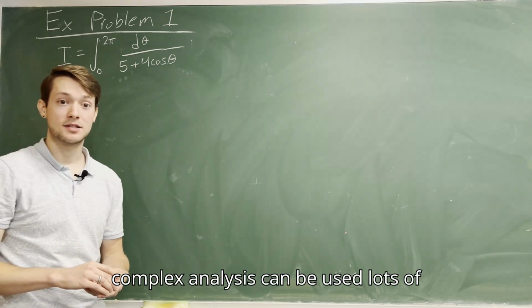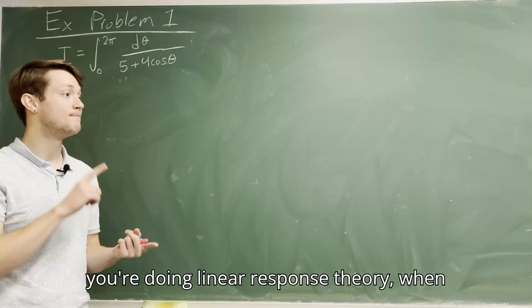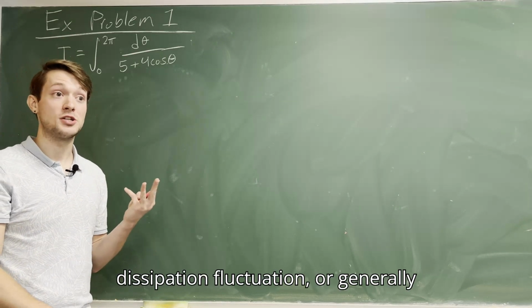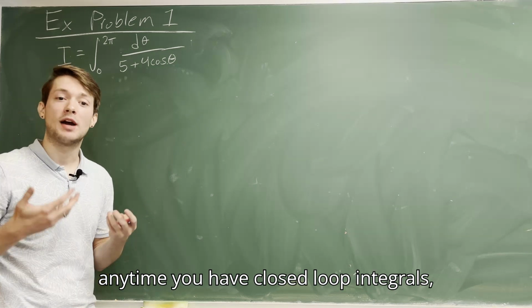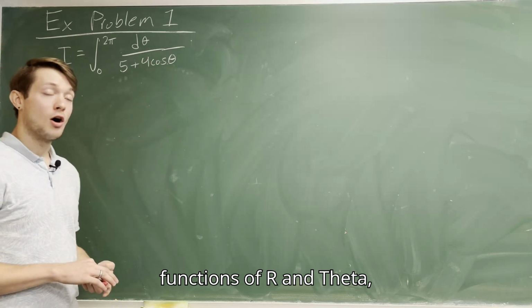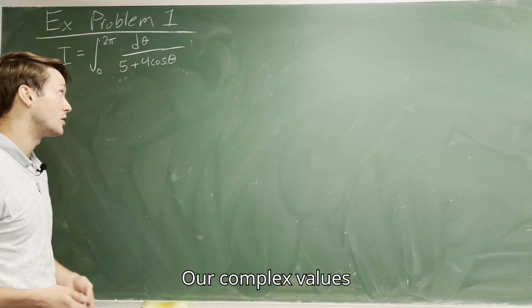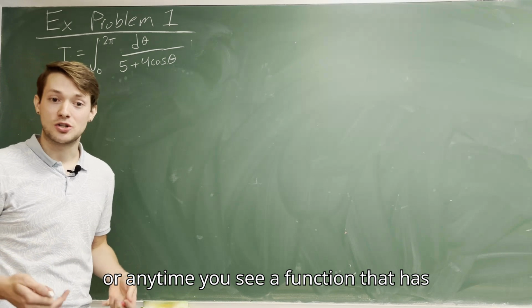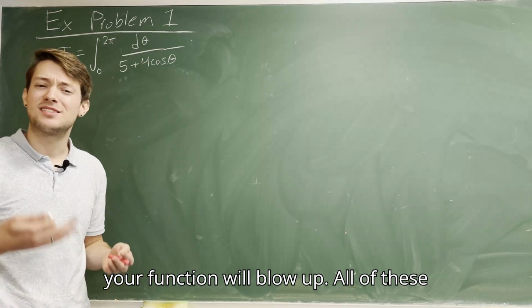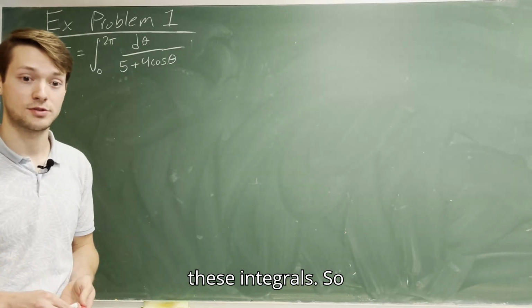So, complex analysis can be used lots of places, but typically it'll show up when you're doing linear response theory, when you're using the Kramers-Kronig relations, anytime you're doing dissipation fluctuation, or generally anytime you have closed loop integrals, anytime you have things with just functions of r and theta, the things that parameterize our complex values, or anytime you see a function that has poles or points in the denominator where your function will blow up. All of these are hints that we might want to try using our complex analysis toolkit to solve these integrals.